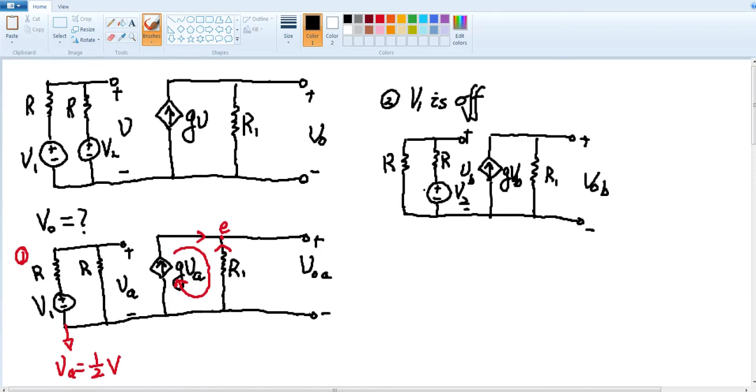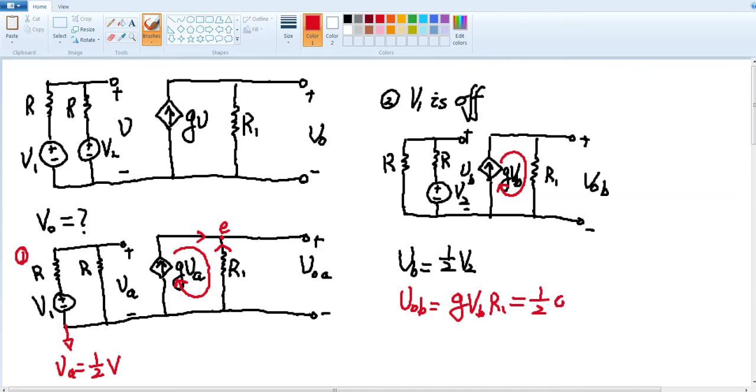Again, we can utilize similar techniques to calculate this VOB. First of all, we notice that those two resistors again form a voltage divider. So VB should be equal to 1/2 of V2. And then we notice that the current through the current source only flows through R1. So that means the voltage across R1, which is VOB, should be equal to GVB times R1. Replacing the expression of VB, we get 1/2 GR1 V2.